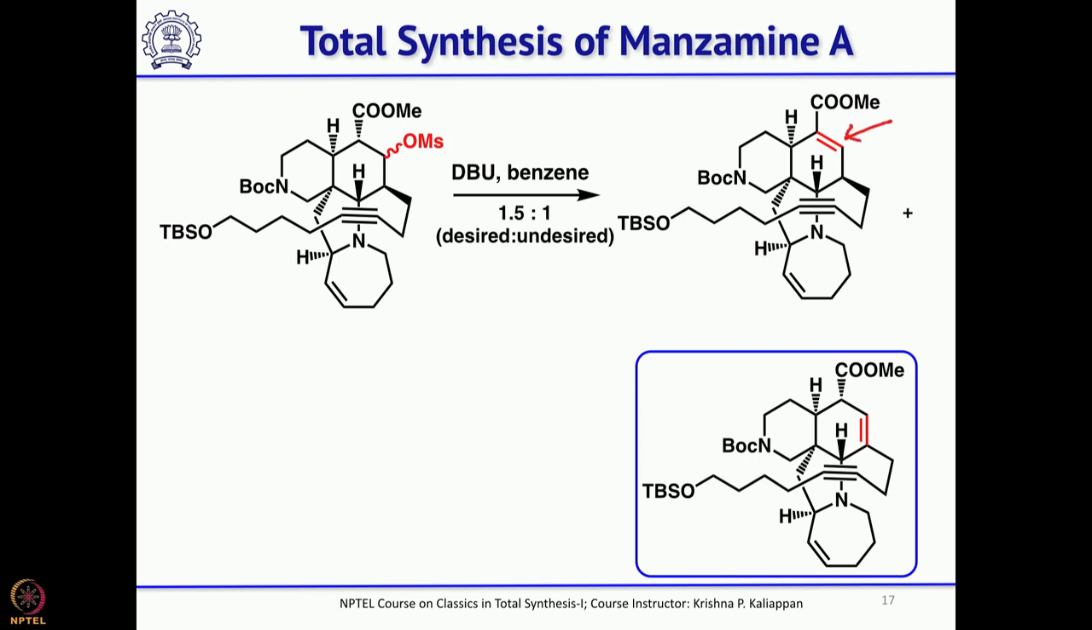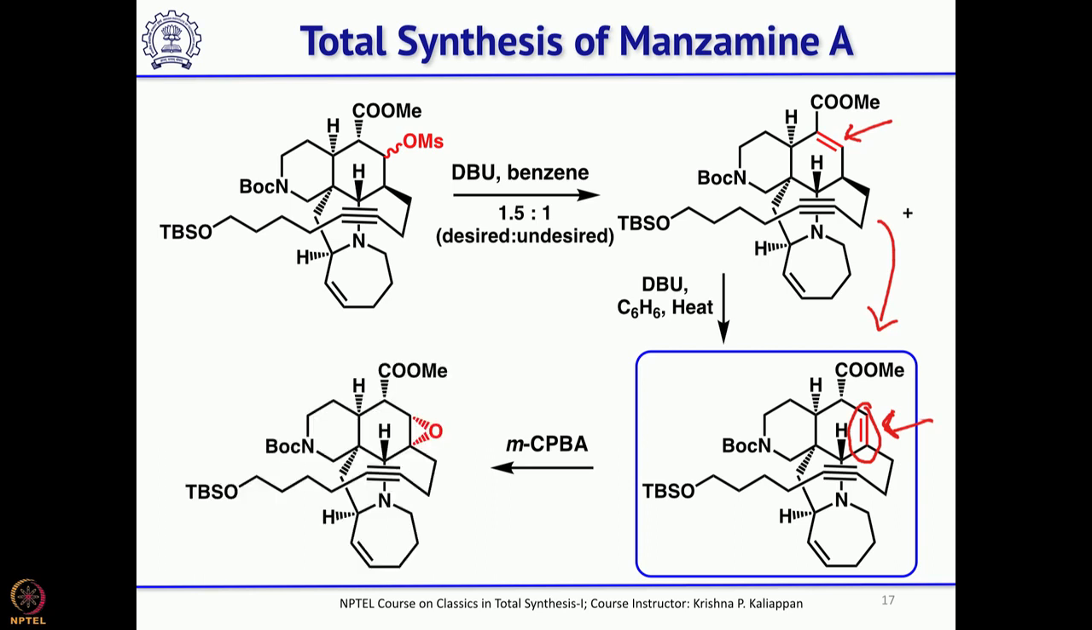One is the alpha-beta unsaturated ester, which is obvious. The other one is the beta-gamma unsaturated ester. Okay, both eliminations are possible. But what is required is this one, because you need to introduce a hydroxyl group here. That means you should try to explore the functionalization of this double bond. How do you do it? Now you isomerize the alpha-beta unsaturated ester to the beta-gamma unsaturated ester, then treat with MCPBA. That MCPBA will give the corresponding alpha epoxide.